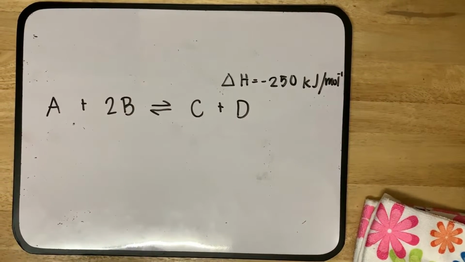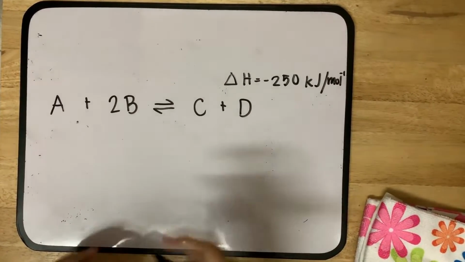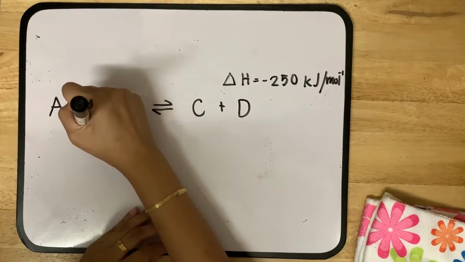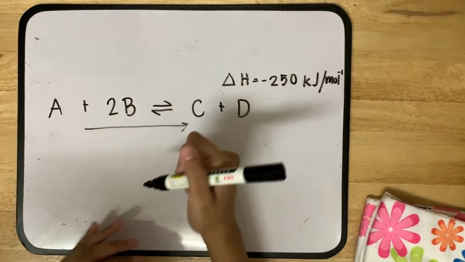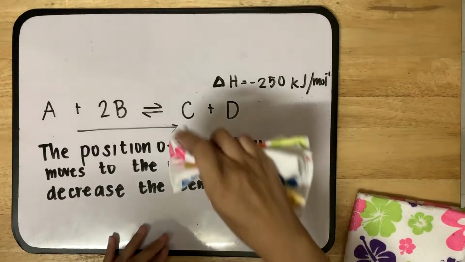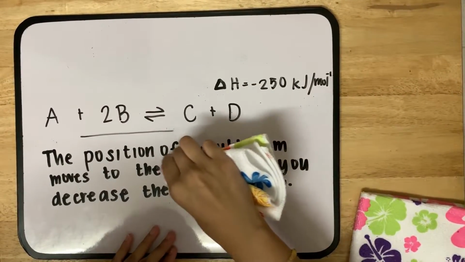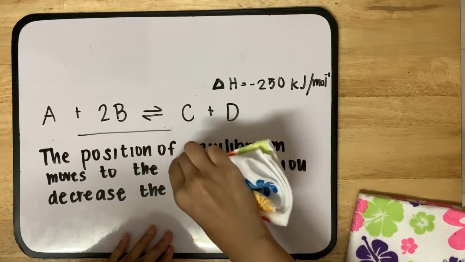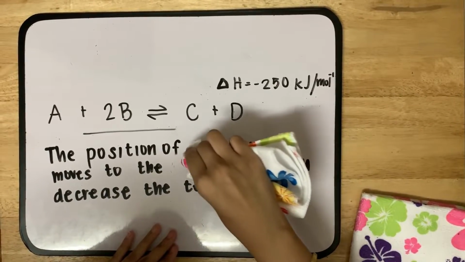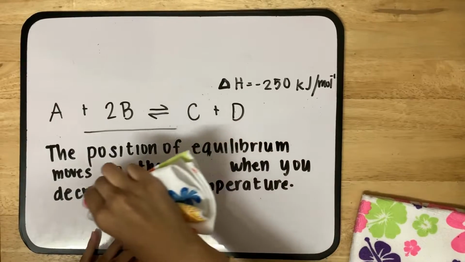How can the reaction counteract the change you have made? How can it cool itself down again? To cool down, it needs to absorb the extra heat that you have just put in. In the case we are looking at, the back reaction absorbs heat. The position of equilibrium therefore moves to the left. The new equilibrium mixture contains more A and B and less C and D.